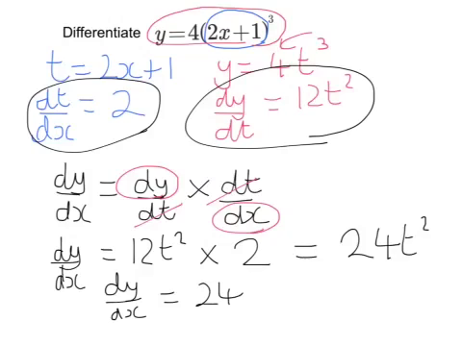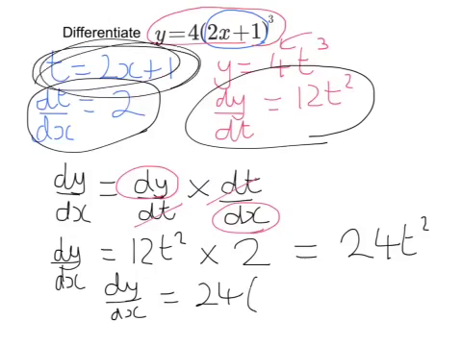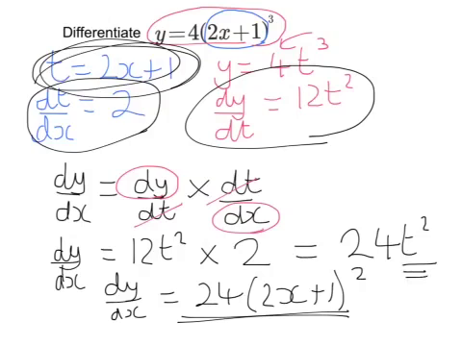Now, what is t? What was t? There it was up here. t was 2x plus 1, so dy by dx is 24 times (2x plus 1) squared, and that's my answer. I want my dy by dx to be in terms of x only. That's why I replaced the t. And it's as simple as that.